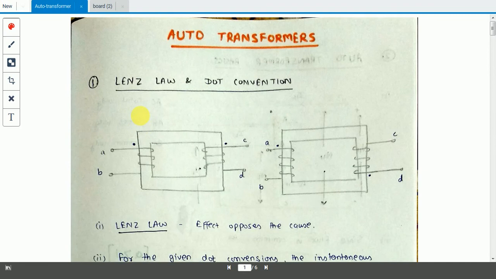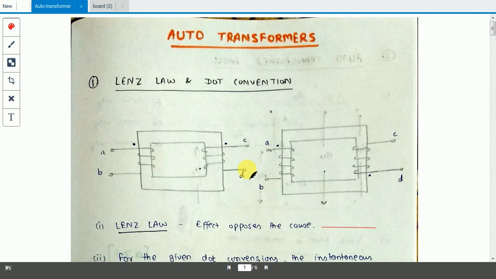Lenz law, in layman's language, says that the effect opposes the cause. I won't be writing the definition and all those things, as they are not relevant for the GATE exam. The important thing is that the effect opposes the cause, whatever the effect is. In the induction machine, like I told you in the previous lecture, the relative speed was the cause, so the effect, that is the rotation of the rotor, has to reduce the relative speed. There also Lenz law was applying.